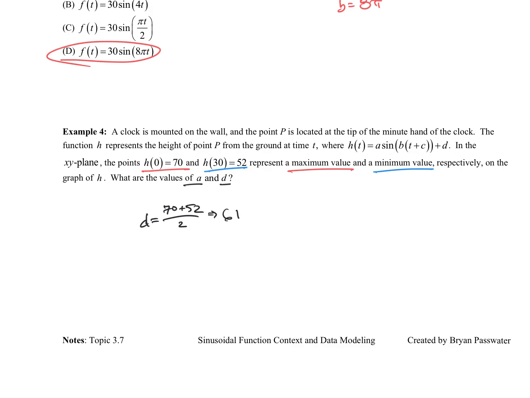And so now let's find my amplitude. What's my amplitude on this? 9. Okay, it's the distance away from our max and our min. So that's all we had to solve for on that one. All right, keep going.